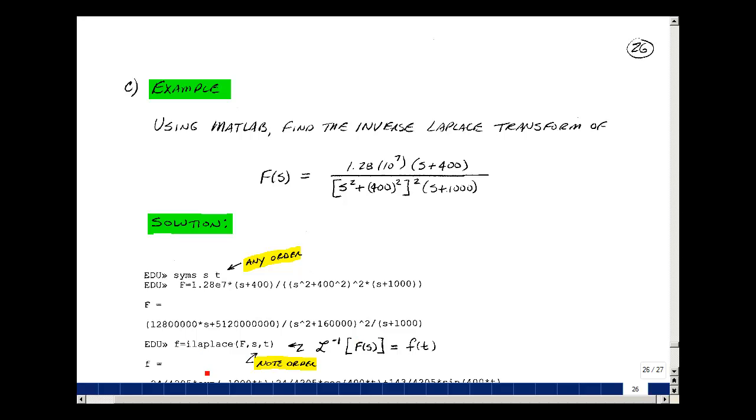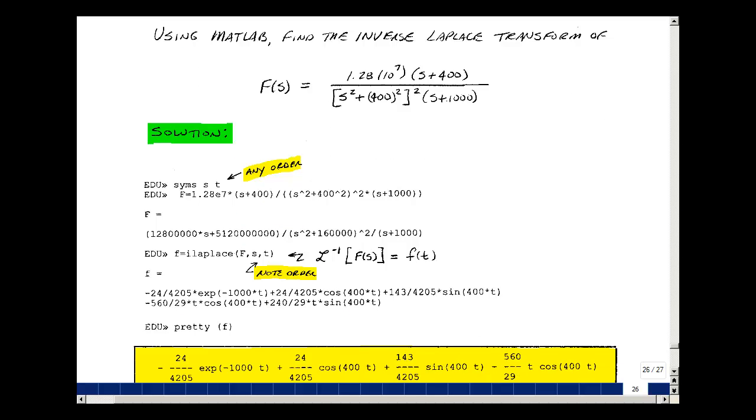The command for the inverse Laplace transform is ilaplace. The first term is the function that you're taking the inverse Laplace transform of, in this case the capital letter F. It's a function of s, and I want my results in terms of t. I'll just call that little f of t. That will be our definition here of our inverse Laplace transform. The order here is very important. When you hit return, it gives you the answer.